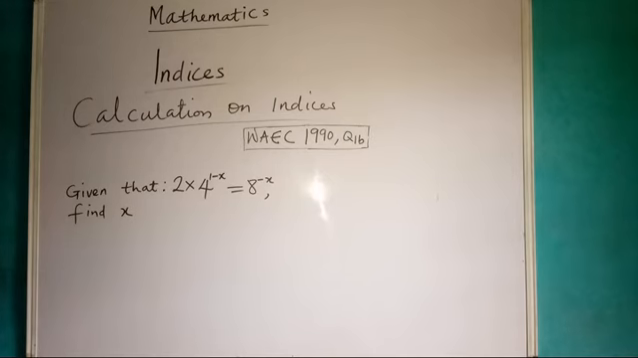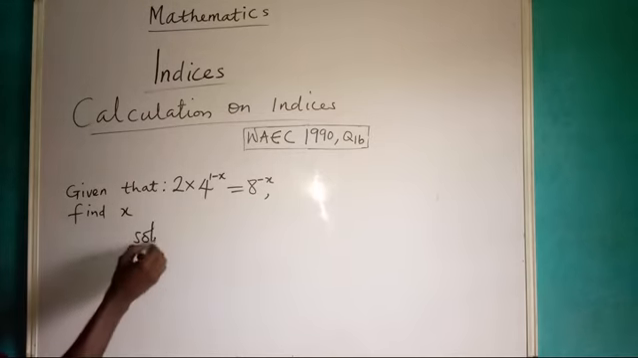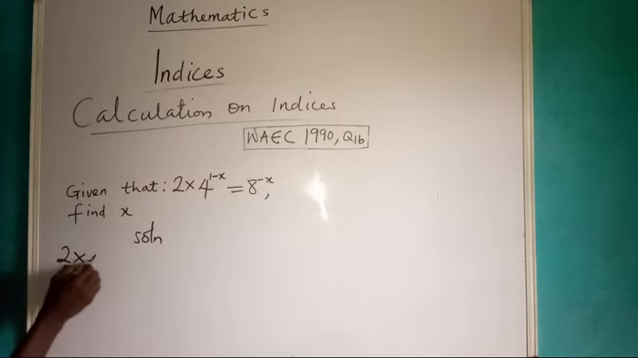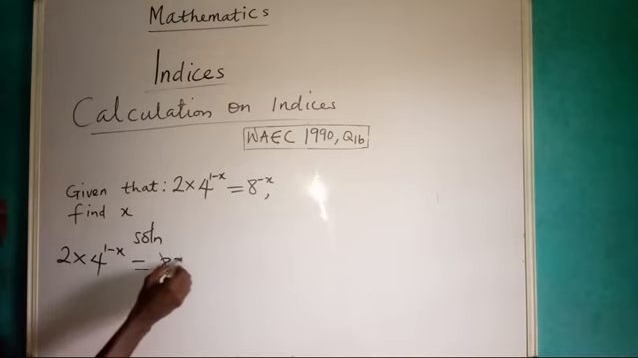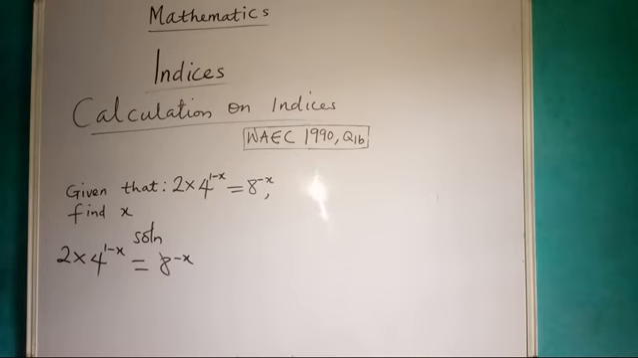Now, what can we really do here? We need to solve. We have 2 times 4 power 1 minus x equal 8 power minus x. Now we have an equation here. I need to reduce all these bases to a lower base of 2. The least base here is 2. I need to reduce every other one to this very base. 2 is already to the base of 2. For this one, 4, I need to reduce it. 8, I need to reduce it to a lower base of 2.